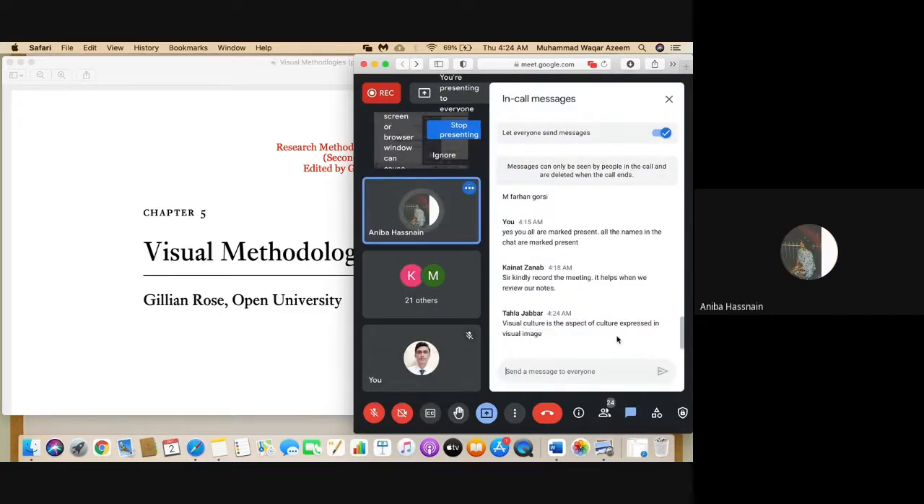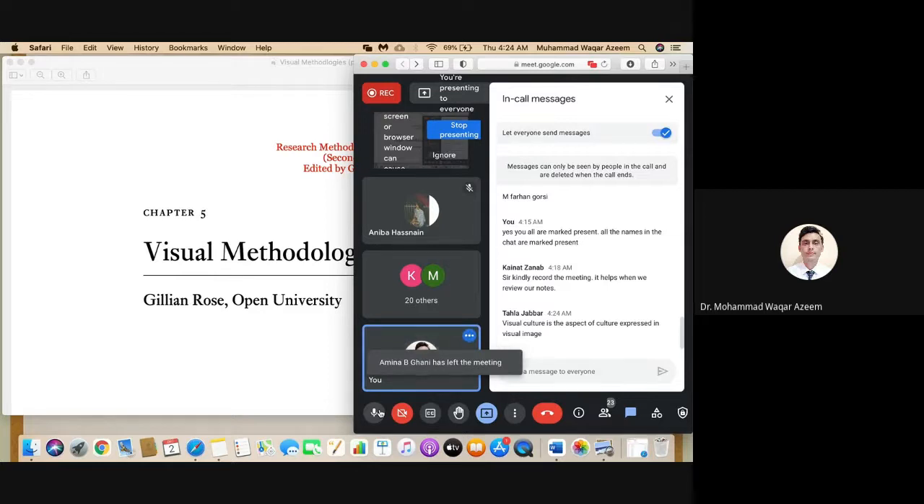Images that are used to present some culture or world. Okay, all right. Images, if you put them together, will appear to be a visual culture. So Tala has written over here, visual culture is the aspect of culture expressed through visual images. Okay, all right. So this is one thing: the aspect of the culture which is represented through images is visual.